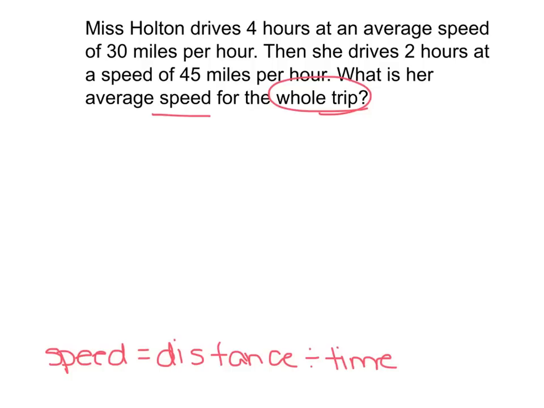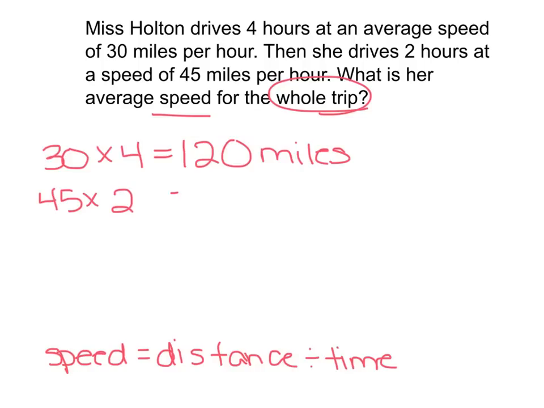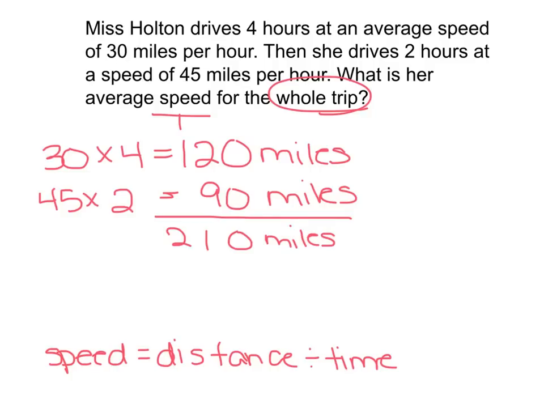So Miss Holton drives 4 hours at an average speed of 30 miles per hour. So each of those 4 hours, I drove 30 miles, so I'd have to do 30 times 4. So in the first part of my trip, I drove 120 miles. In the second part of my trip, I drove 2 hours at a speed of 45 miles per hour. So 45 times the 2 hours, 90. So in the second part of my trip, I did 90 miles. So in total, I did 210 miles.